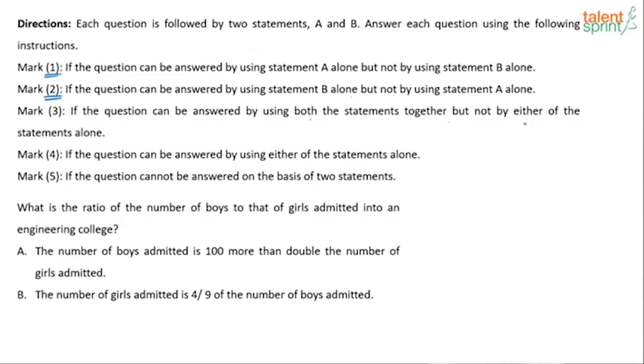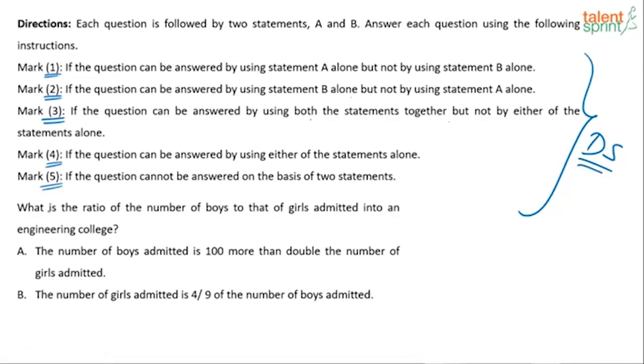If both the statements together can give the answer, but independently they cannot give the answer, then mark option 3. If the question can be answered by using either of the statements, either 1 or 2, then mark option 4. And if the question cannot be answered, then mark option 5. So regular data sufficiency type of question, right? DS question, data sufficiency question.